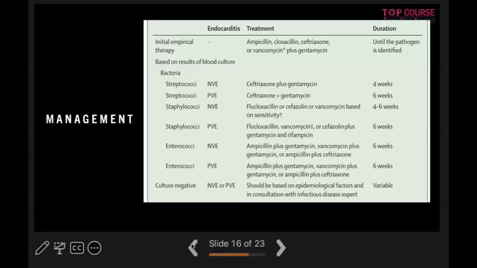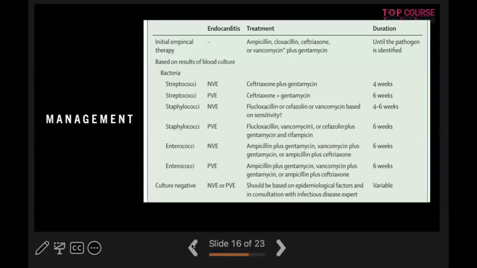But based on the blood culture, if it is a streptococci in a native valve, then you start ceftriaxone plus gentamicin, which has to be continued for 4 weeks. If it is a prosthetic valve, again ceftriaxone plus gentamicin for 6 weeks. If it is a staphylococci, then in a native valve endocarditis, you can start flucloxacillin or cefazolin or vancomycin based on the sensitivity. You have to continue for 4 to 6 weeks.